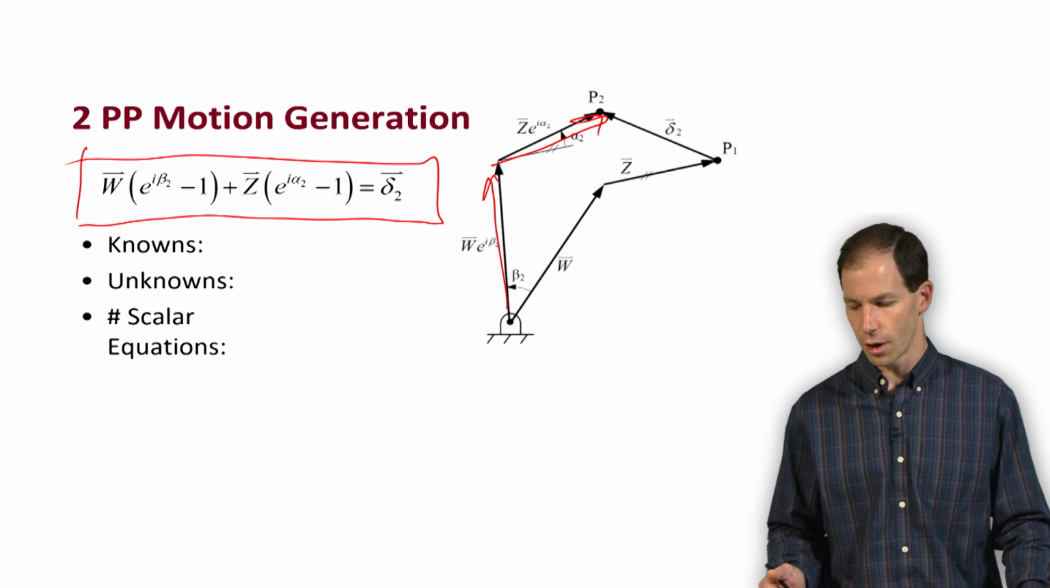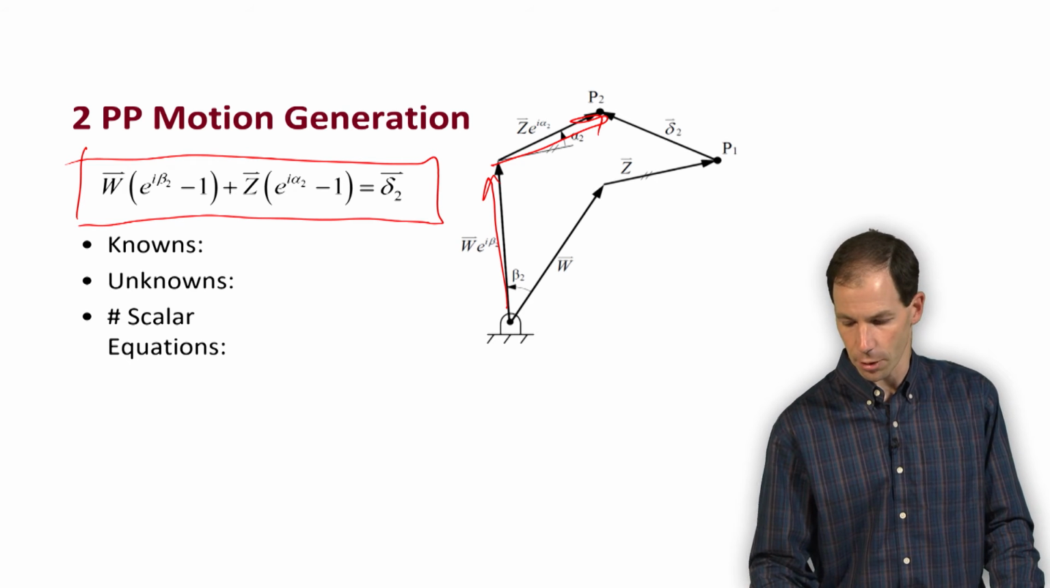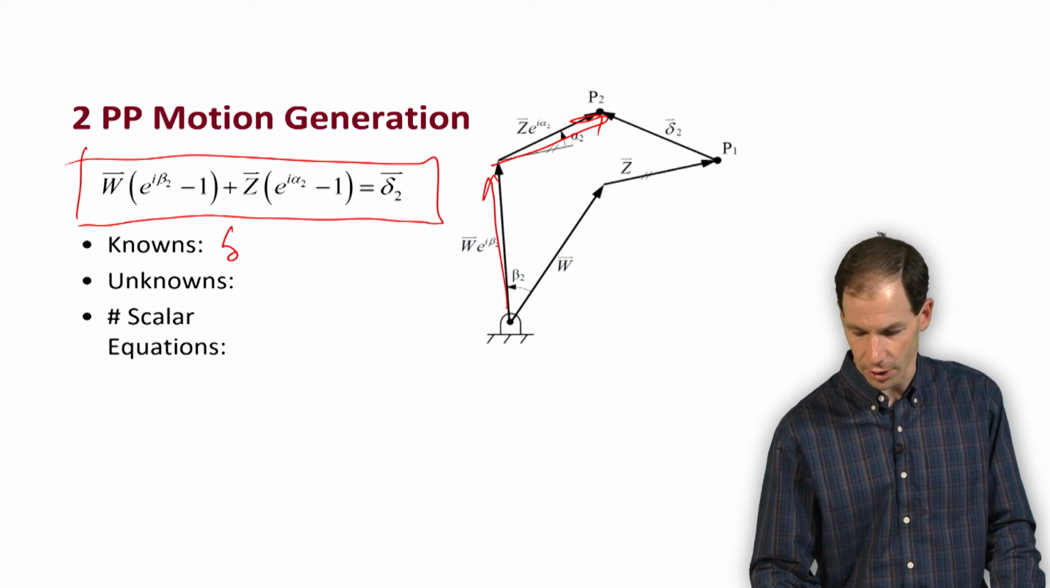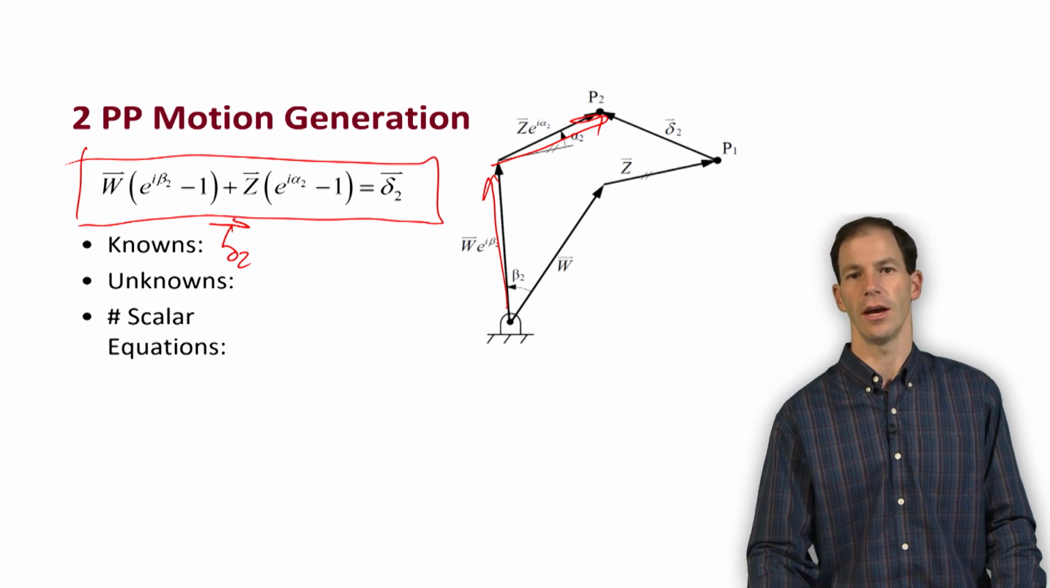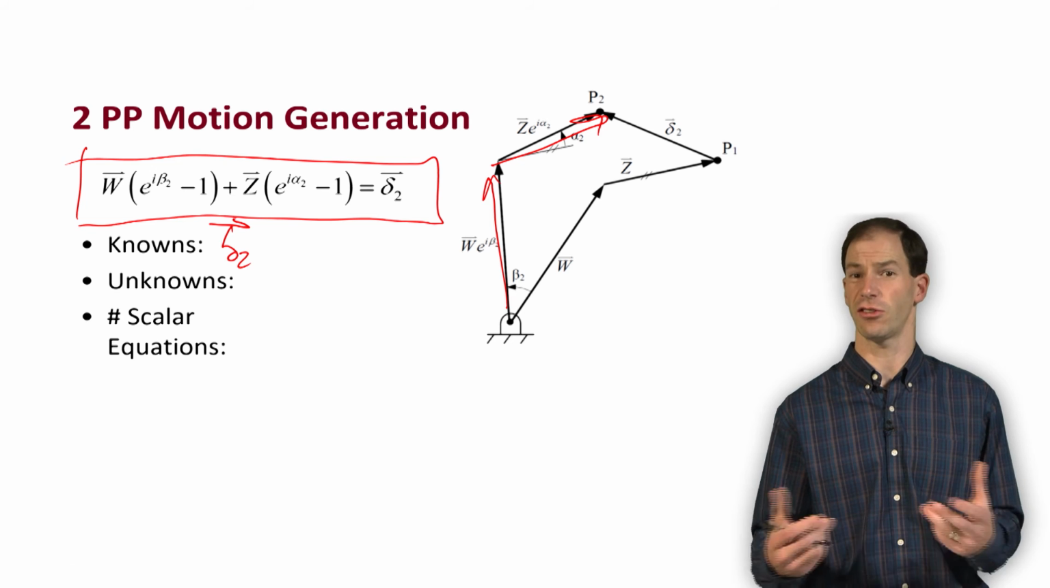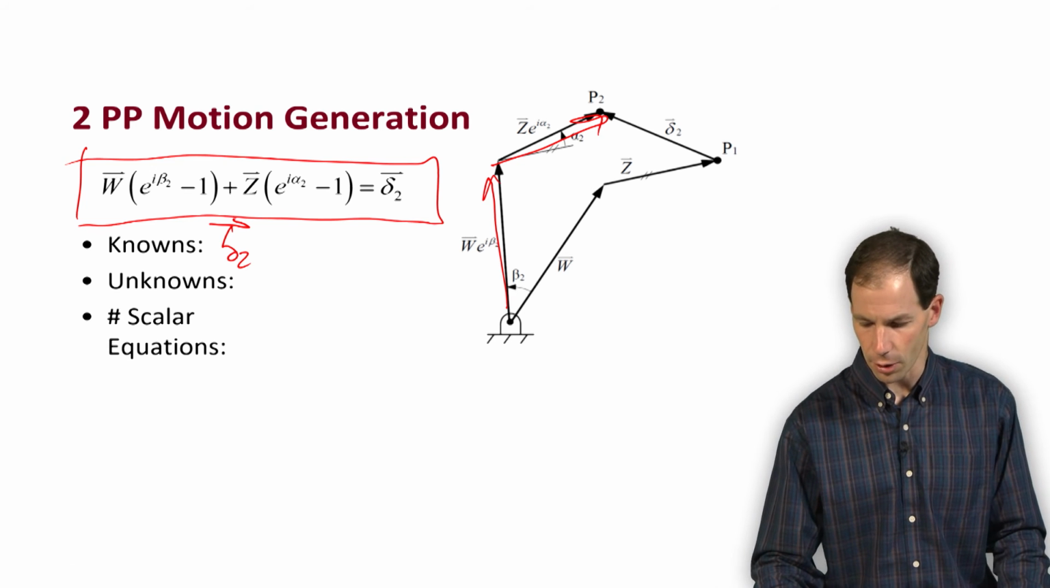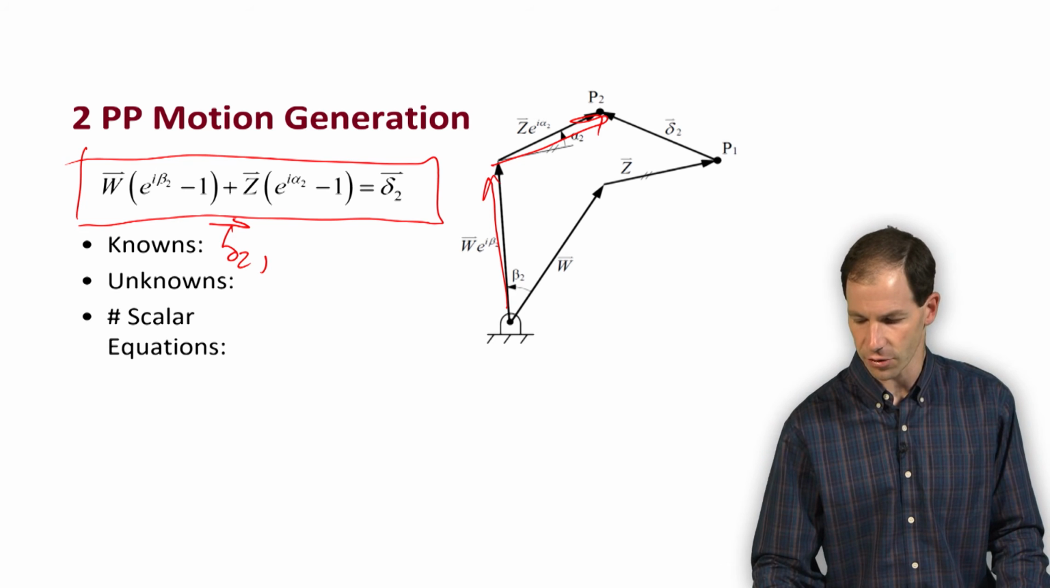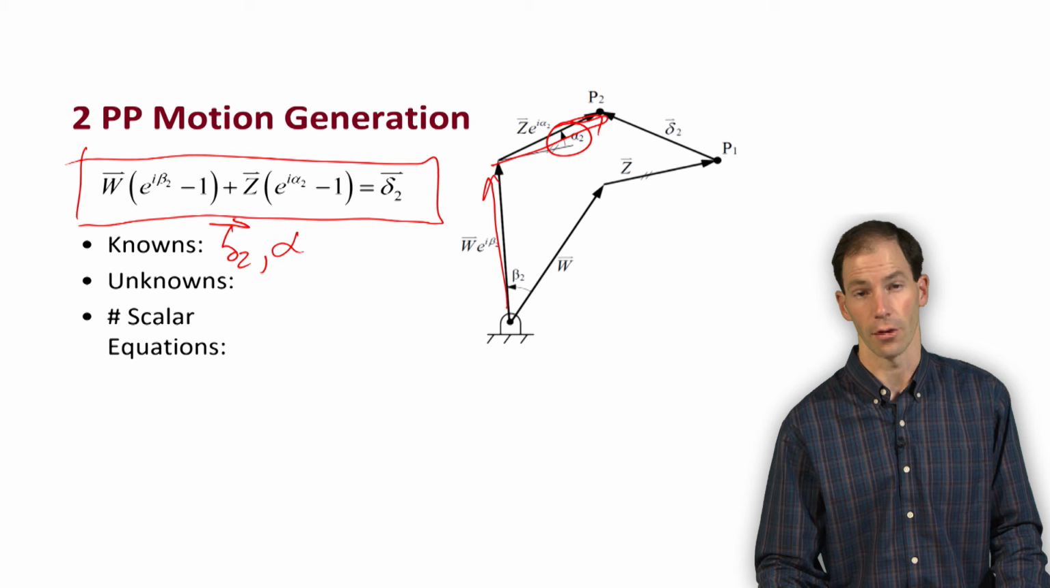Now my knowns are being prescribed as part of motion generation. I have the displacement vector, singular in this case. I've got delta 2. It has x and y components, so it can count as 2 scalar components. My other known here is the rotation of the z vector. So I've got alpha right here, prescribed as part of the problem statement.